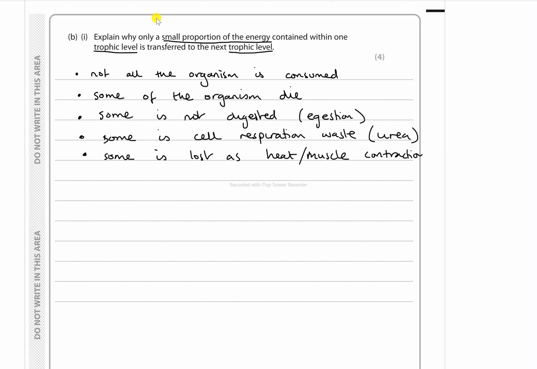So you can use any one of these. I'm just going off the mark scheme. 2, 4, 5. Okay, so you've got excretion, digestion, not all of it's consumed. There you go.